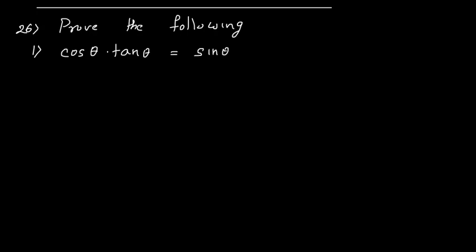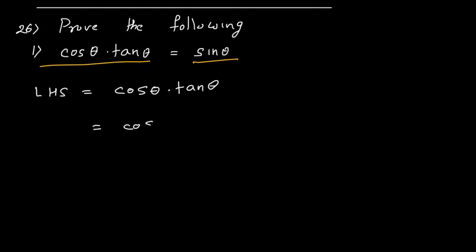Now here we have to prove that cos theta into tan theta is equal to sin theta. So for proving problems, we will start from the left hand side or the right hand side. My left hand side is cos theta into tan theta. This is equal to cos theta into tan theta, which I can write as sin theta upon cos theta.